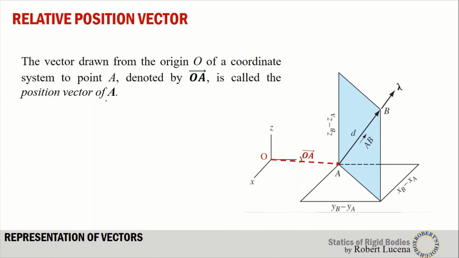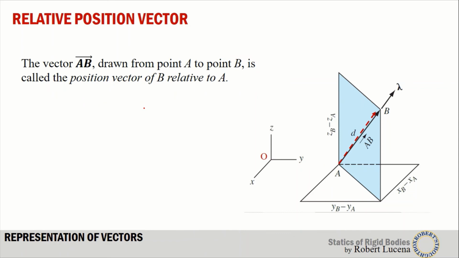Now, the vector drawn from the origin O of a coordinate system to a point A, this vector is denoted by OA, and is called the position vector of A.